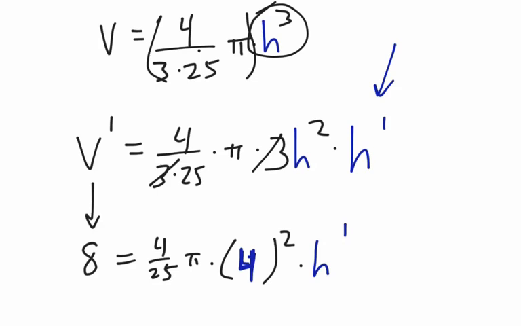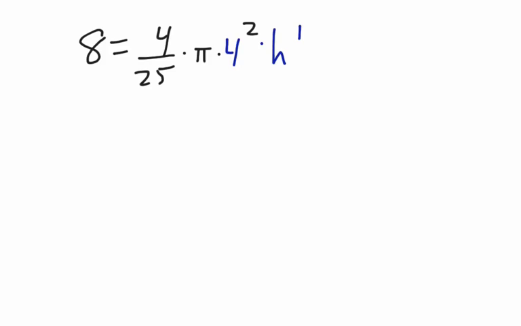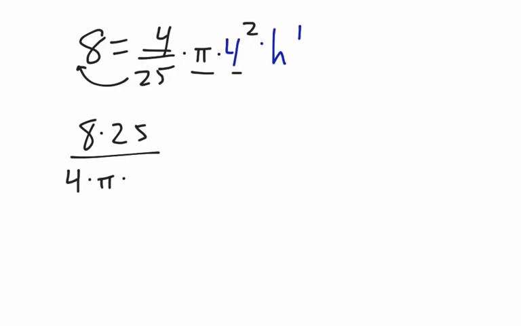Okay, so we can go ahead and solve for this. So I just rewrote it. So basically when we solve for h prime, we can just put everything on the other side. So the 25, when it goes to the other side, will become multiplied. So you'd have 8 times 25. And then everything else, this and this and this, would all end up being divided by on the other side. So it'd be 4 pi and 4 squared. And all of that will equal h prime.